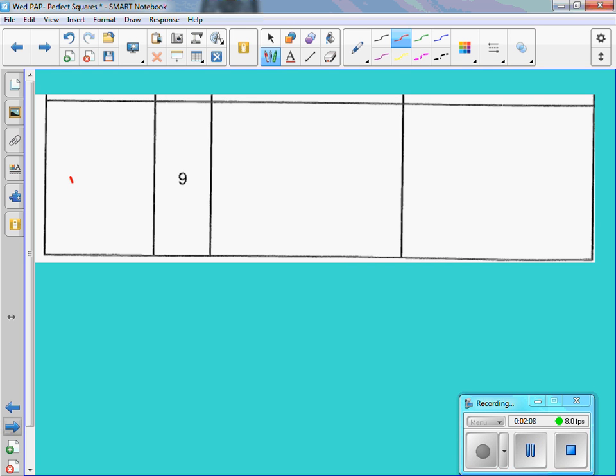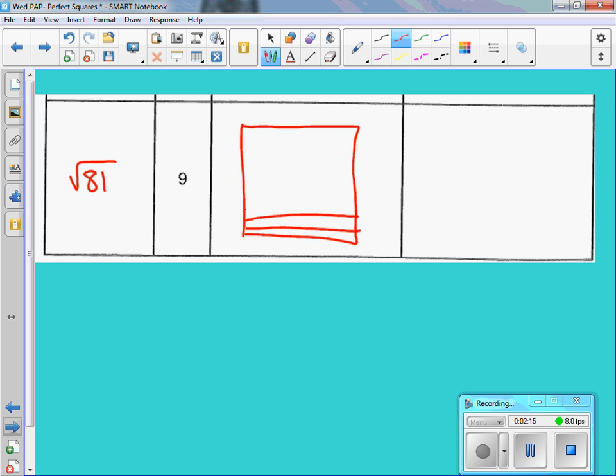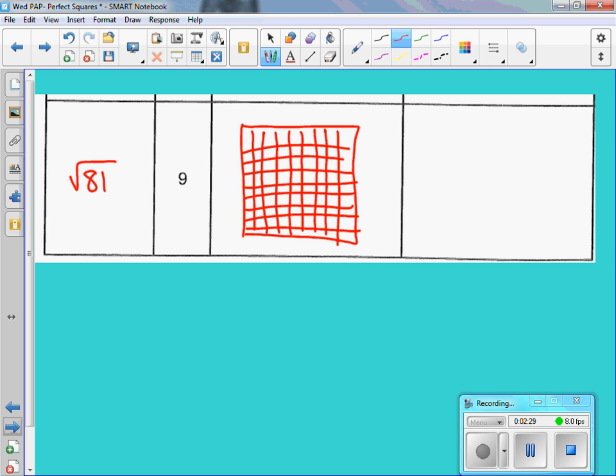9, well, that is the square root of 81. So I'm drawing something that has 9 rows. Okay, not pretty, but whatever. That's 9 times 9, which is 81 squares. So that is 9 rows of 9. And again, the square root of 81 is going to equal 9. That's what these models are supposed to show you.